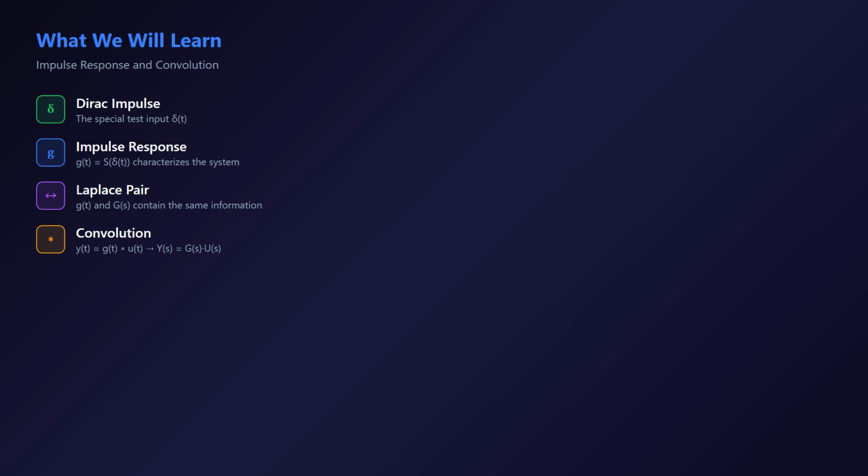In the previous lesson, we defined the transfer function G(s). Today we explore what happens when we apply a special input, the Dirac impulse, and how the system response leads to a general output formula through convolution.